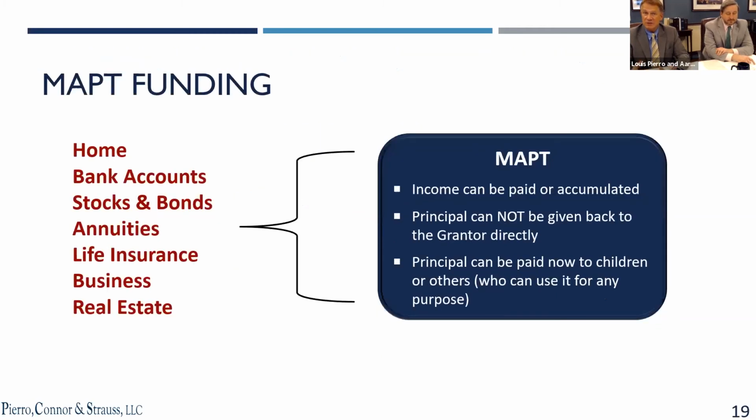So what goes into a Medicaid asset protection trust? Your home, bank accounts, stocks, bonds, annuities, life insurance, business, real estate. The amount of funding really depends upon the situation that you're in. Do you need care now? We use these trusts for people that need immediate Medicaid.